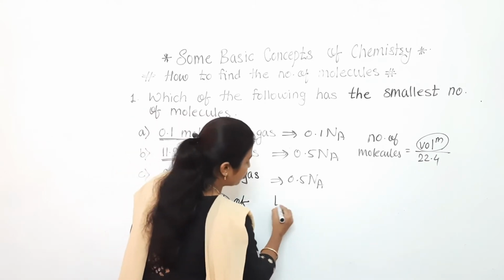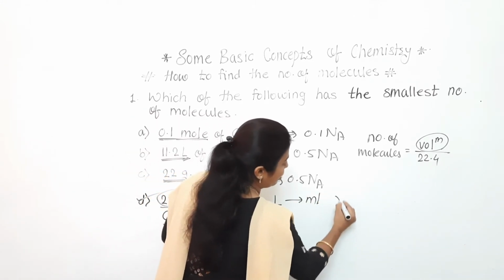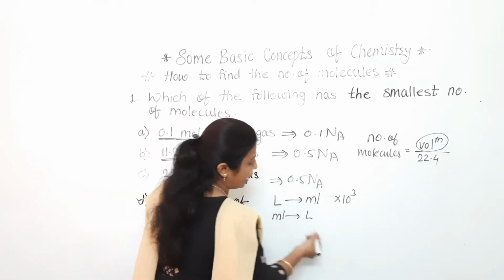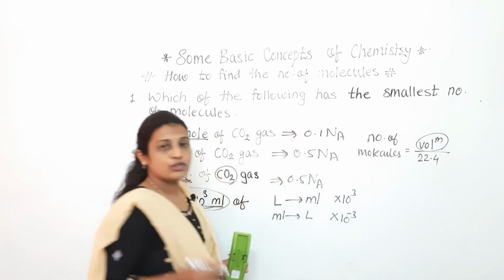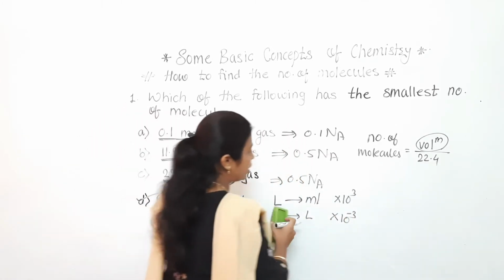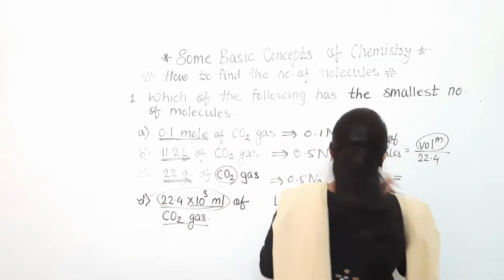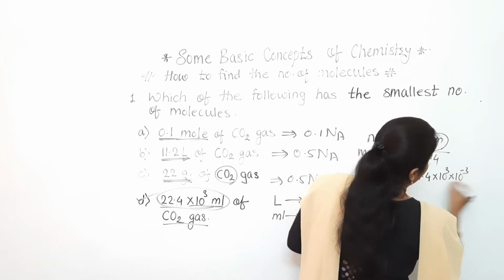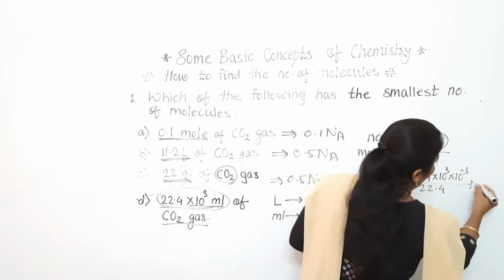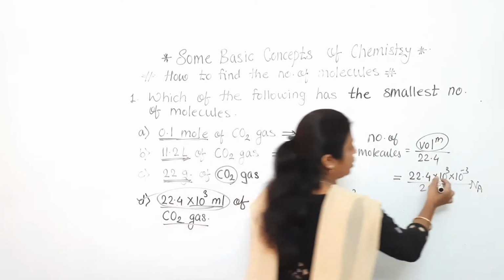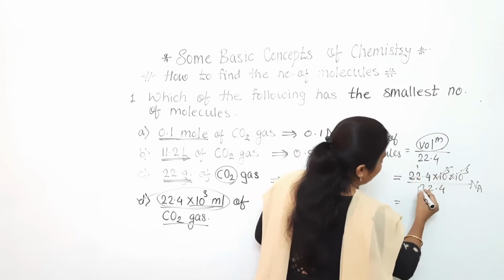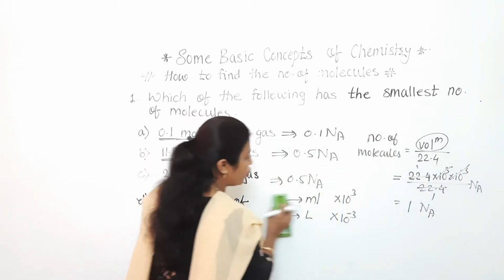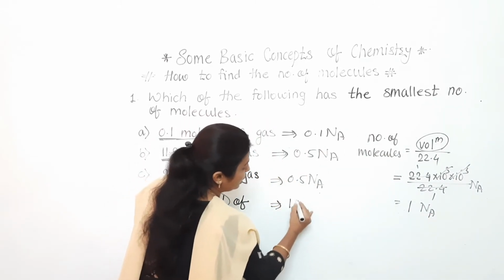Now see, if we want to convert liter into ml, at that time we multiply with 10 raised to 3. But when we want to convert ml into liter, we have to multiply by 10 raised to minus 3. So in this way, if we convert this volume into liter, it is 22.4 into 10 raised to 3 into 10 raised to minus 3, divided by 22.4, multiplied with Na. Now see, 10 raised to 3 and 10 raised to minus 3 get cancelled, 22.4 by 22.4 is 1, so we are getting 1 Na here. Means for the fourth option, that 1 Na is there.